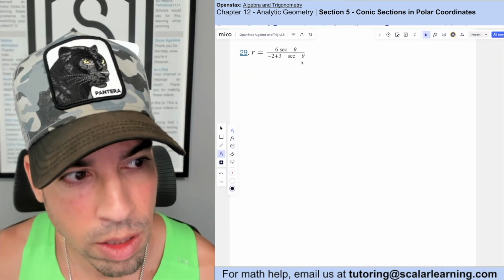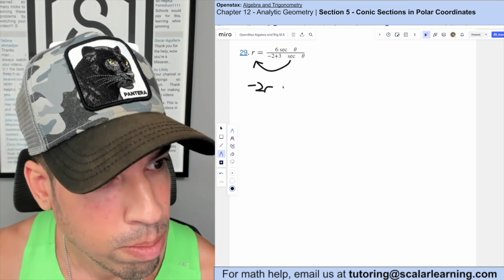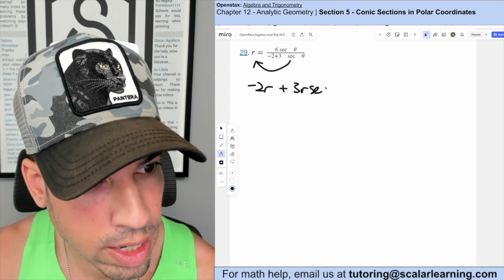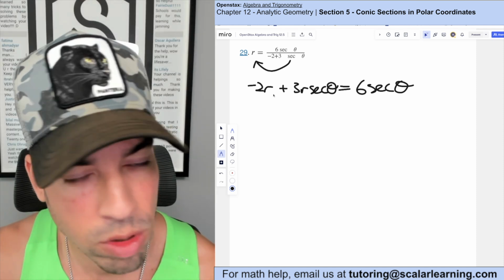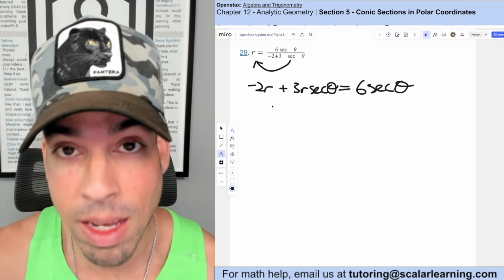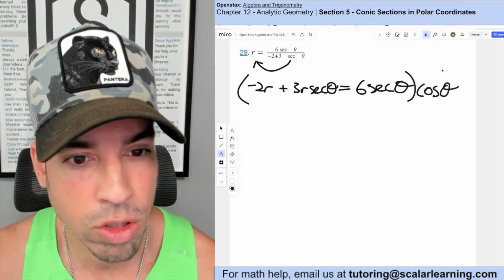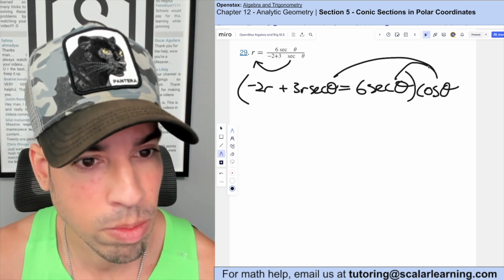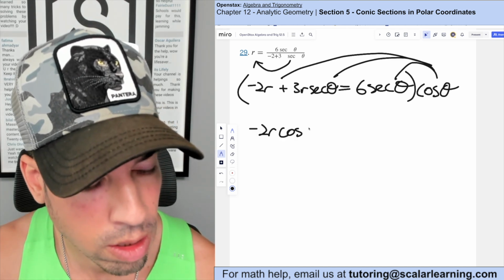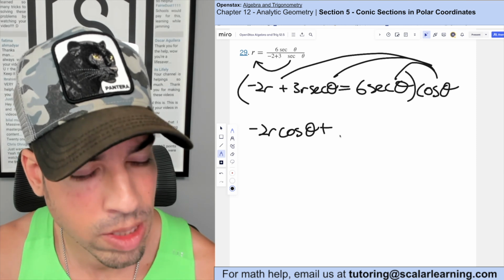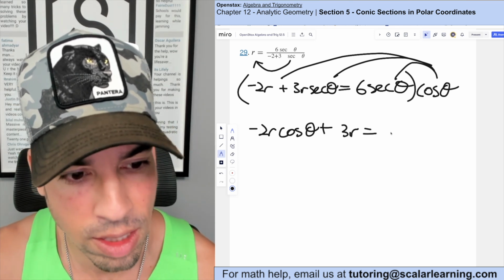Done. So what we're going to do is start by multiplying this denominator over here, and we've got negative 2r plus 3r secant theta is equal to 6 secant theta. Okay, then I'm going to divide everything by secant theta, but that's the same thing as multiplying everything by cosine theta because secant and cosine are inverses. So watch what happens. Distribute. Then I get negative 2r cosine theta plus 3r, since cosine times secant cancel out because they're inverses, is equal to 6, where again cosine times secant cancels out.